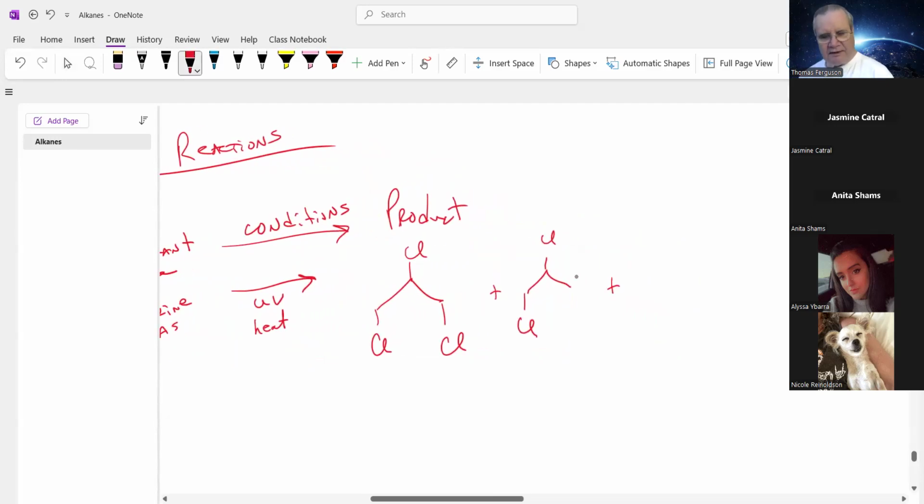Just the different combinations of where that chlorine will lie along the carbon backbone. So we could have that. So this would be the main one to write down, or one with one single chlorine on it. Either way is fine.